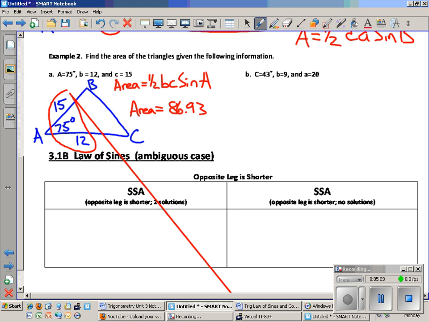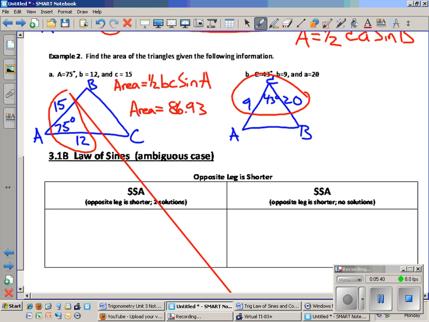There you go. If you want to pause the video and try the next one on your own, you sure can. Draw the triangle and then see if you can find the answer. Okay, if you tried it, great. If you decided to wait through it, I'll go through it real quick. You draw the triangle, A, B, and C. C is 43 degrees. Side B is 9. Side A is 20.